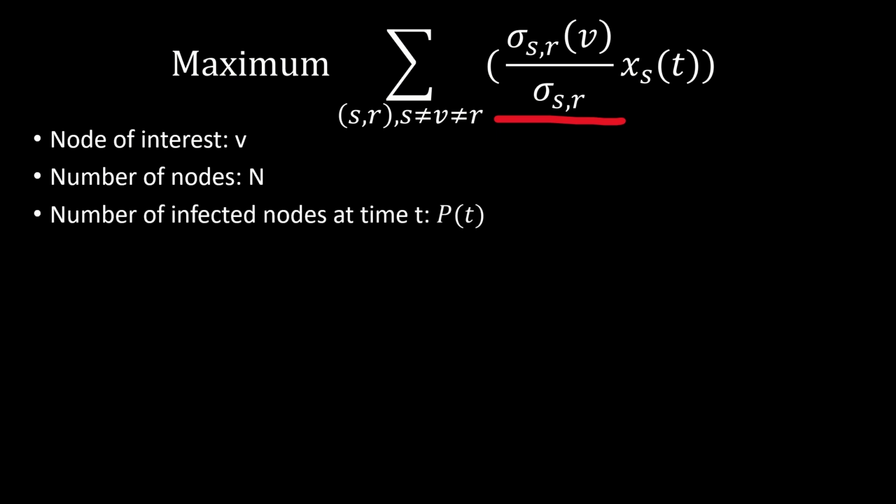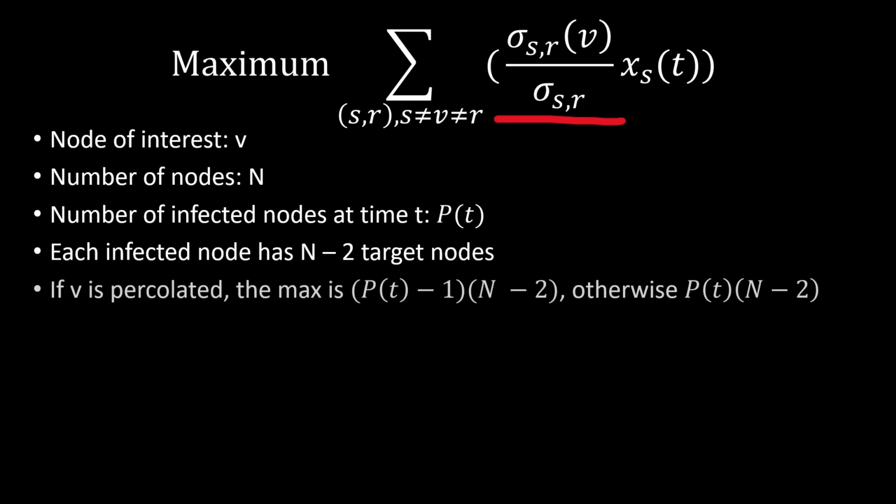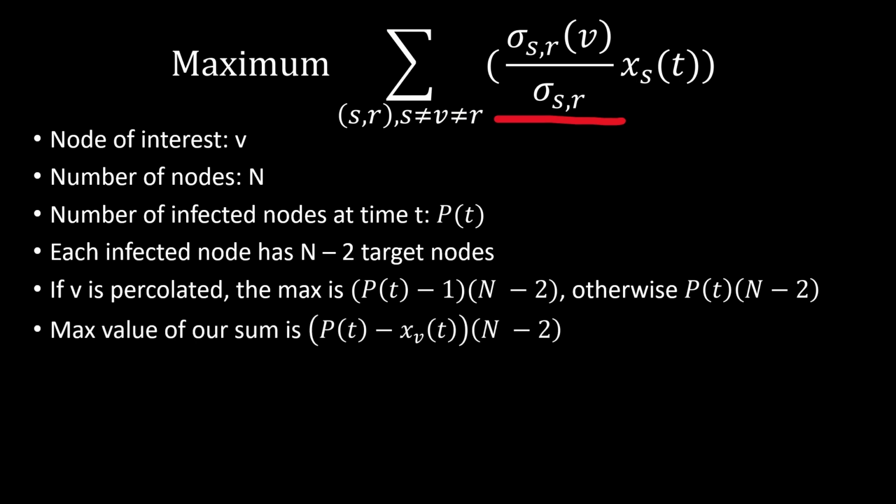If we let P of t be the number of percolated nodes at time t, and remember that each percolated node S has exactly n-2 targets R, then our sum's maximum value is P of t minus 1 times n minus 2 if our node of interest is percolated, or P of t times n minus 2 if our node of interest is not percolated. We can condense this into one expression as shown here. Feel free to pause the video and convince yourself that this captures the case where V is percolated and where V is not percolated.